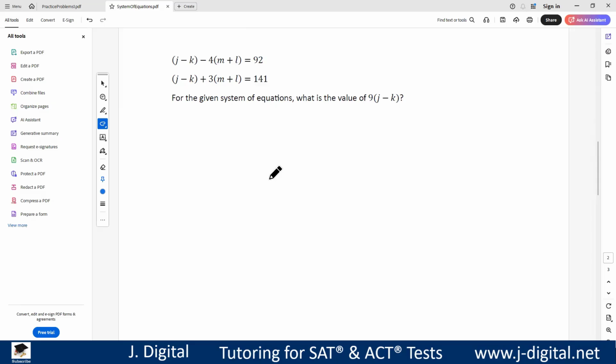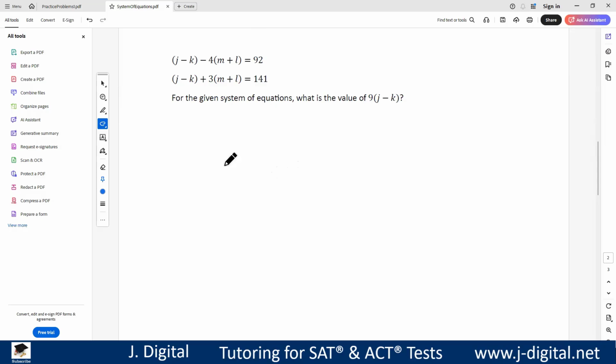We can get the m plus l's to cancel out. Multiply that first equation by 3 to make that negative 12 times the quantity m plus l. Multiply the second equation by 4, so it'll be positive 12 times m plus l. Add those two equations, the m plus l's would drop out, and then you can solve for j minus k. Okay, so we want to solve this one the fastest way possible and the most accurate way.